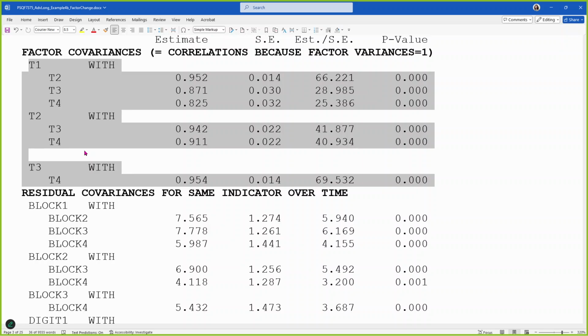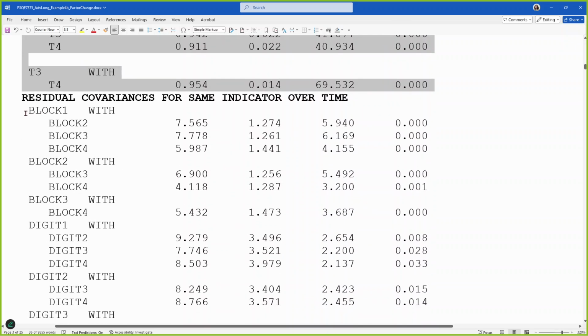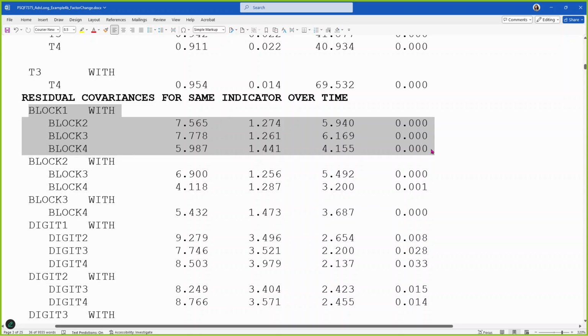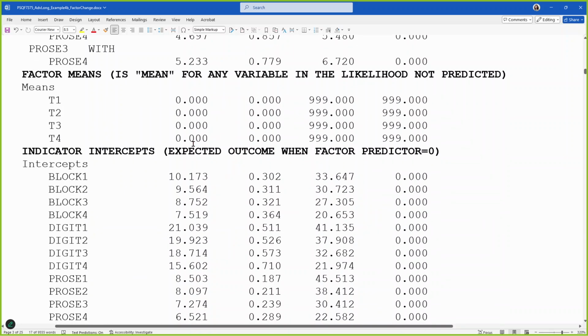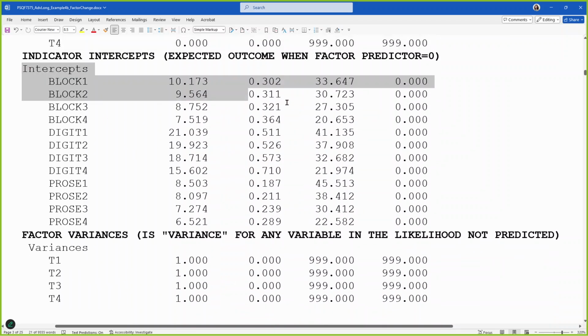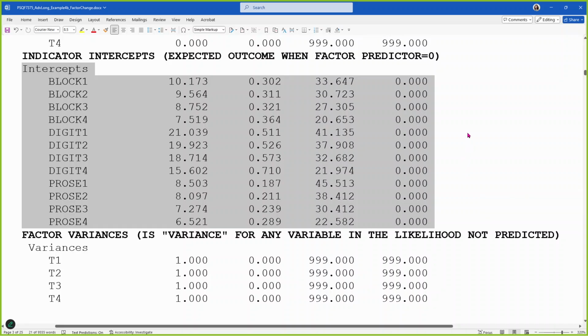Okay, this is just the factor side. Here are the residual covariances of the same indicator with itself over time. Leave those in the model. Factor means are all fixed to 0. Intercepts. These are the expected outcome for each of my observed variables when the factor predicting it is 0. The factor means are 0, so essentially these are the means of my indicators.